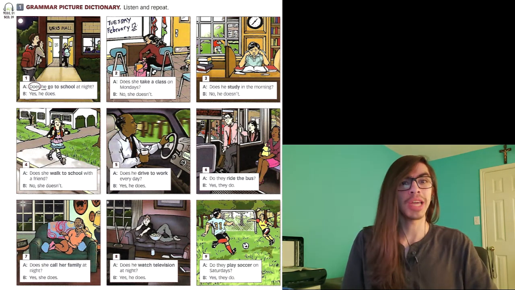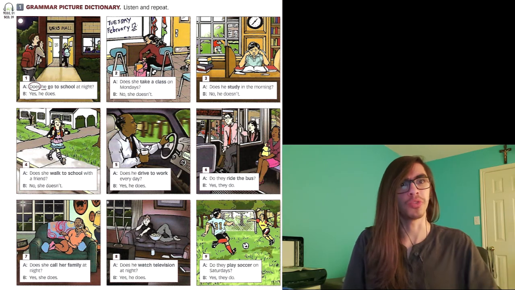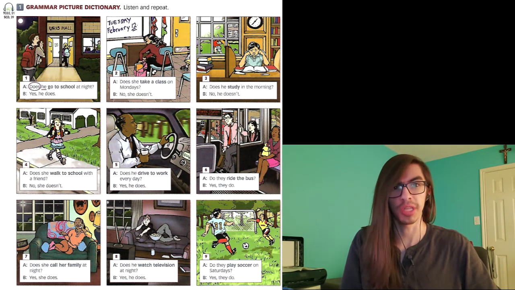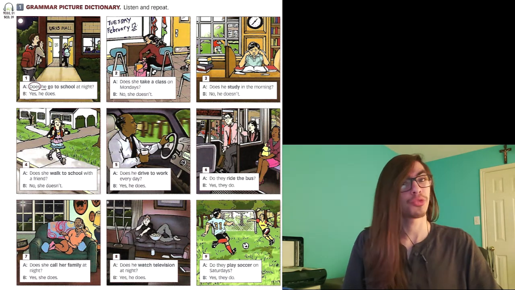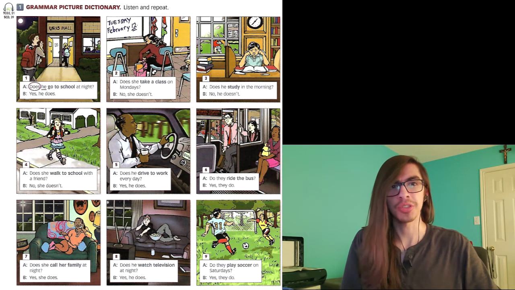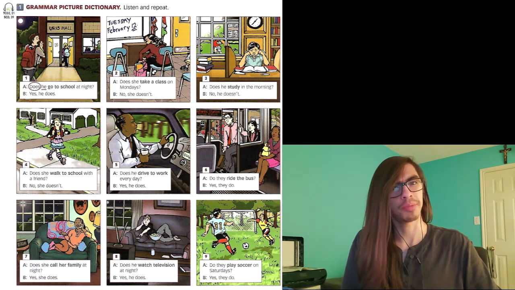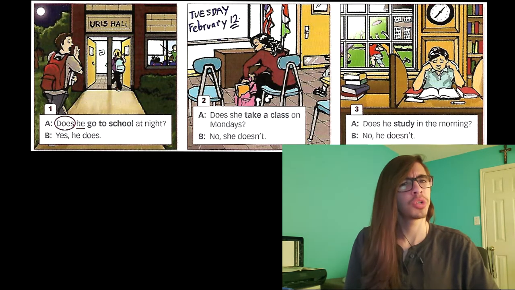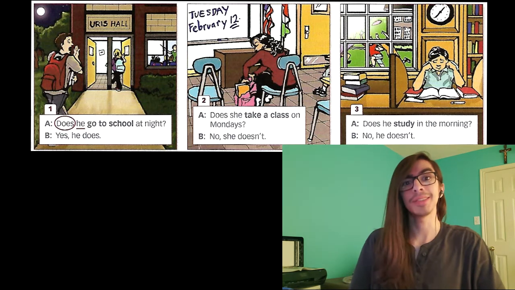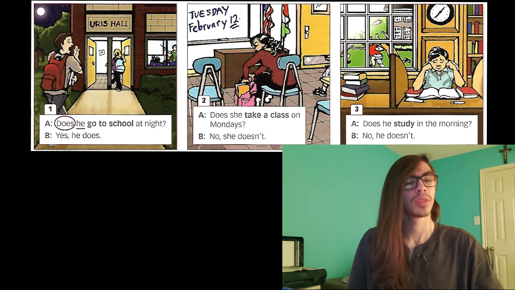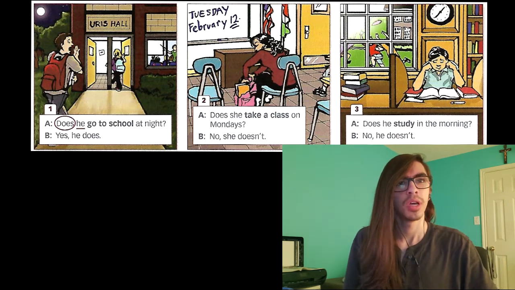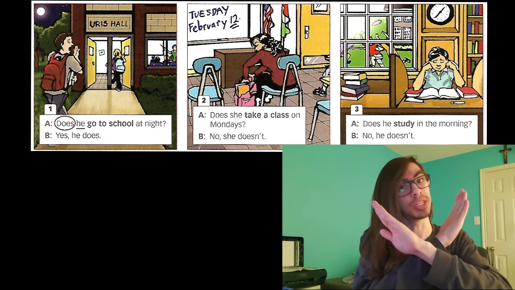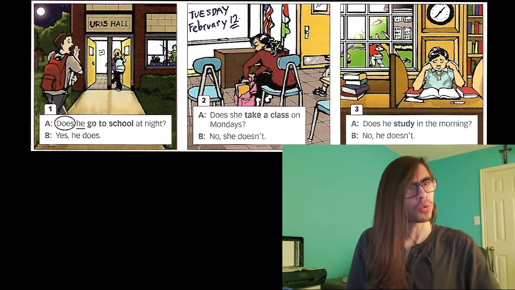Now, I want you to look at these pictures before we get too far in. What do you see? ¿Qué notas? Let's read the questions and the answers, and let's find out what's happening. Box 1. Does he go to school at night? Yes, he does. Box 2. Does she take a class on Mondays? No, she doesn't.